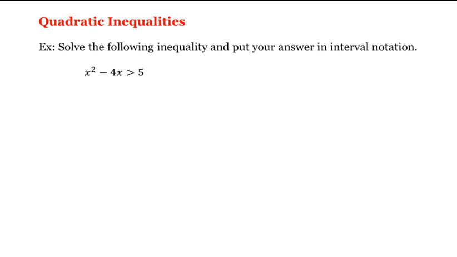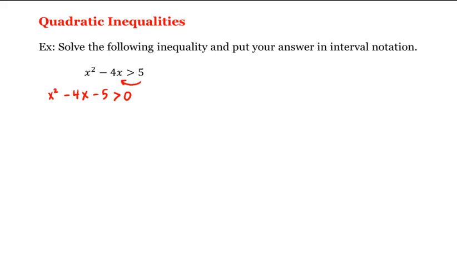Let's look at solving quadratic inequalities. For example, let's solve the following inequality. Now, when we solve quadratic inequalities, we start in the same way as we do when we solve quadratic equations, namely bringing everything to one side and getting 0 on the other. So this gives us x squared minus 4x minus 5 is greater than 0.